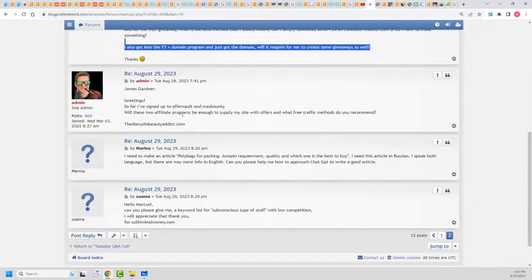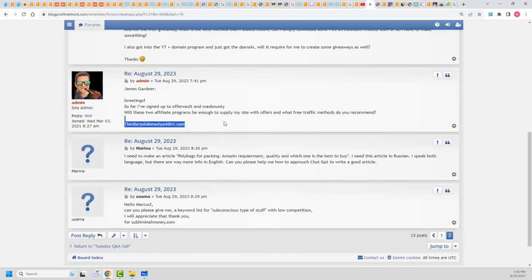Jane, so far I've signed up to OfferVault and Max Bounty, these two affiliate programs. OfferVault is a search engine, not an affiliate offer, so you only sign up for one. Is that enough for the beauty stuff? Absolutely. Get ClickBank also and Amazon. Those two will help you as well. Okay.